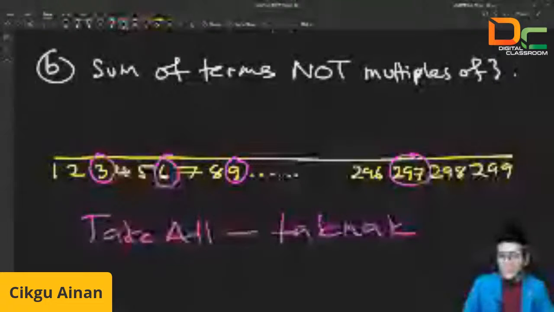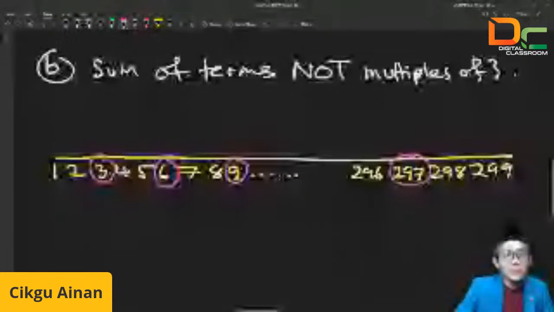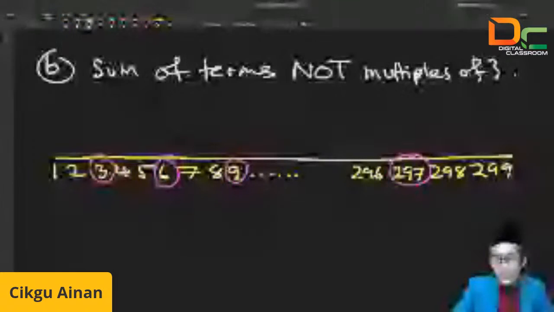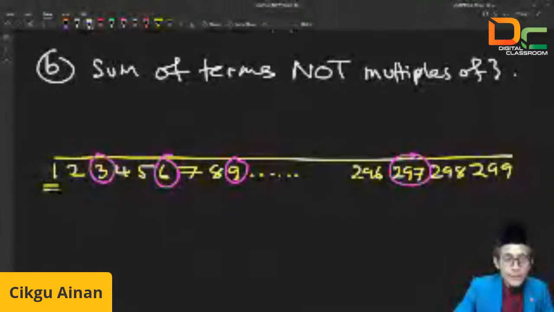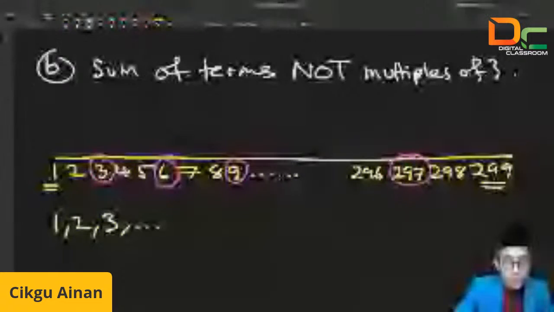Okay, now how to take all? How to take all? Easy. What is all? What does it mean by all? All means the number from 1 until 299. So the sequence is 1, 2, 3, until 299.